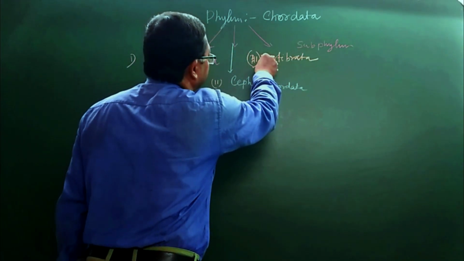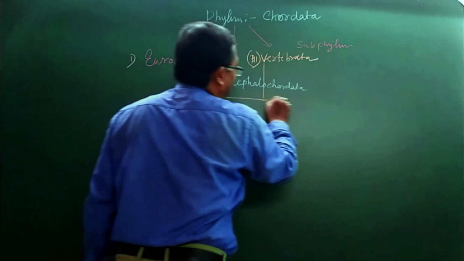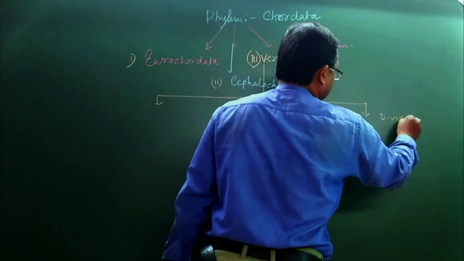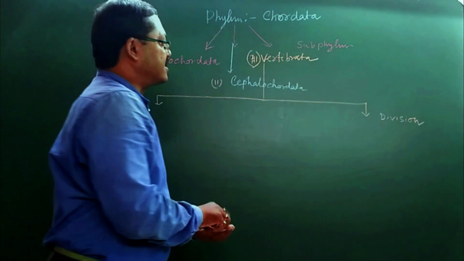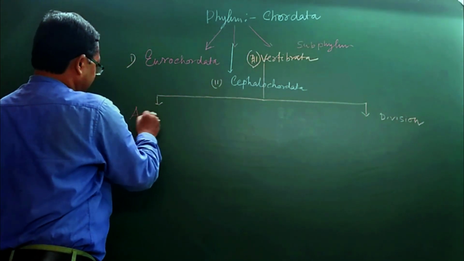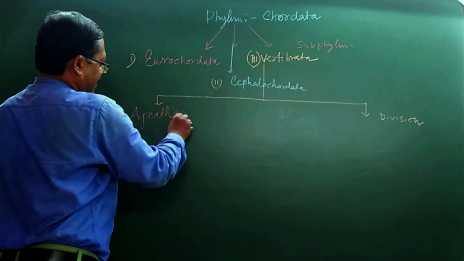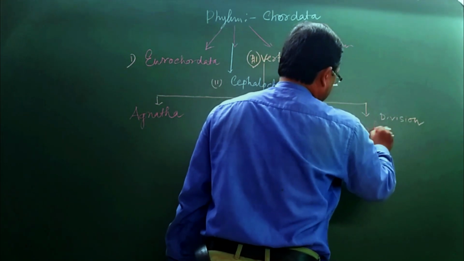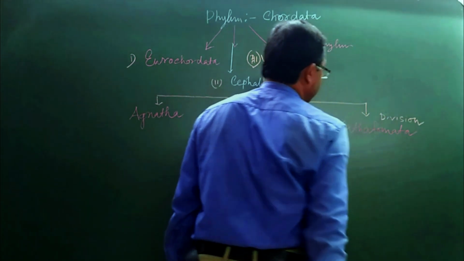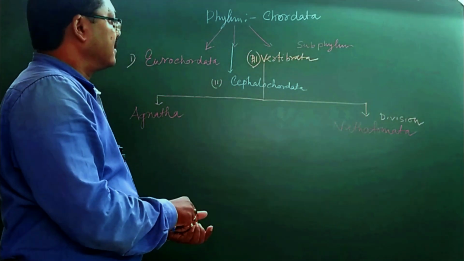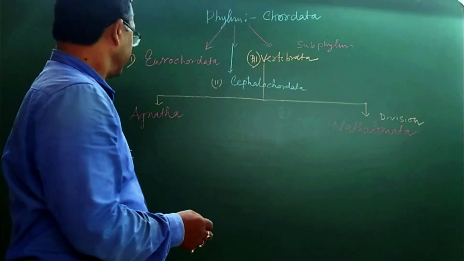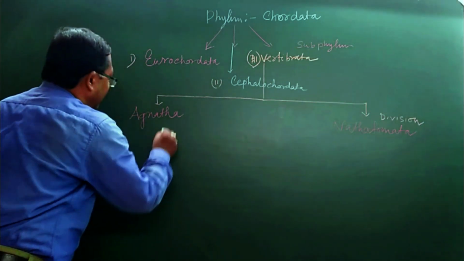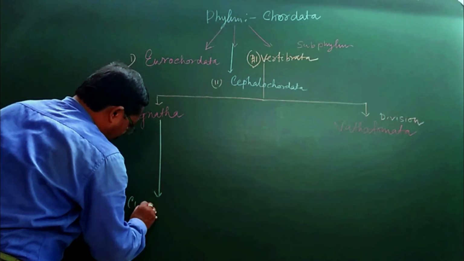Then we differentiate the vertebrata. Vertebrata includes two divisions. The first division is agnatha, and the second is gnathostomata. This is called the division. The agnatha division contains a single class, called cyclostomata.